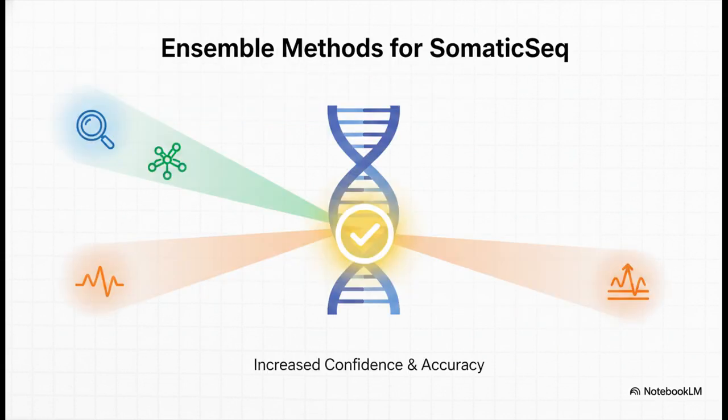Finally, to maximize our overall precision, we use ensemble methods. Look, even with great tools like Mutect2 or Strelka2, no single caller is perfect. By using a tool like SomaticSeq, which intelligently combines the results of multiple different variant callers, we cross-reference their findings to achieve significantly higher F1 scores. This means our final list of cancer mutations is as reliable as humanly possible.